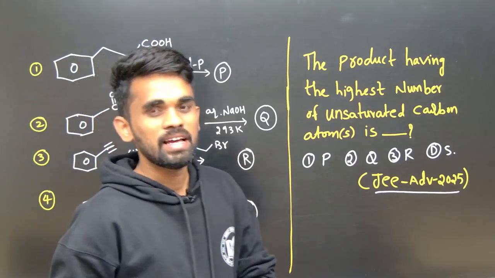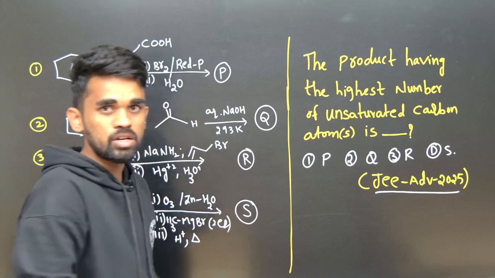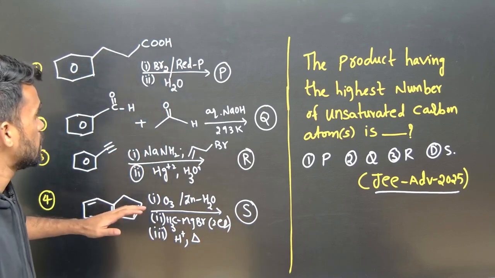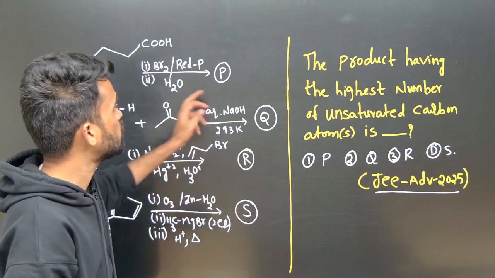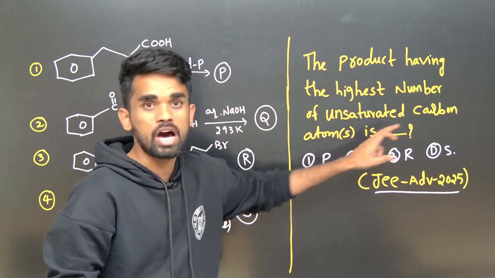Dear students, there is a question in JEE Advanced 2025 in this manner. They are giving 4 different reactions and saying P, Q, R, S are the major products. Now out of these P, Q, R, S, we need the product having the highest number of unsaturated carbon atoms.